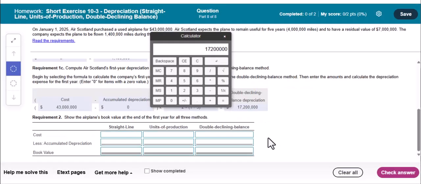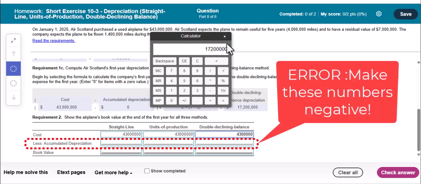And then we have the requirement here, requirement 2, show the airplane's book value at the end of the first year for all three methods. So the cost, again, is going to be the same across the board. Cost does not change here. And we can copy and paste or type it in. So 43 million into each of these. And then we have less accumulated depreciation. And since we already have this double declining one in, we can go ahead and skip ahead for a quick second and input that there.